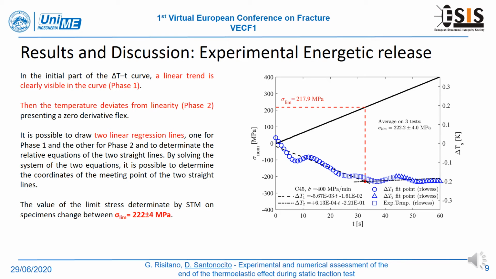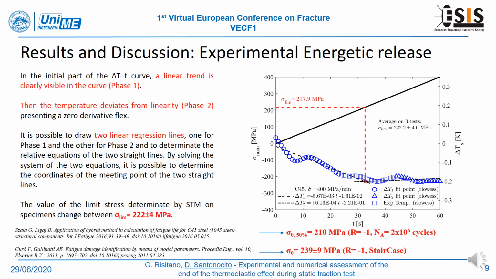Solving the system of equations, it is possible to determine the intersection point of the two straight lines. The corresponding value of the applied stress, the limit stress, could be related to the macroscopic stress that introduces the first plasticization phenomena in the material. For the free static tensile test, an average value of 222 plus or minus 4 MPa has been found for the limit stress. This value is in good agreement with other fatigue investigations of the same material made by other authors with traditional fatigue tests.